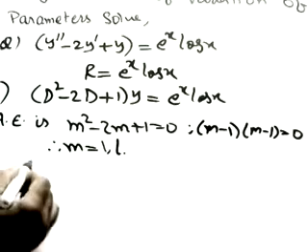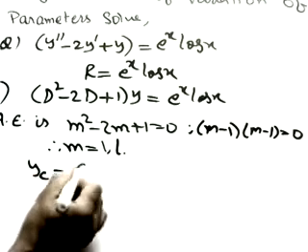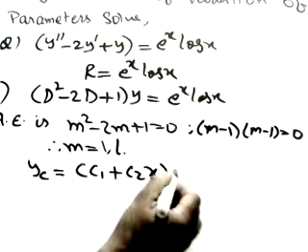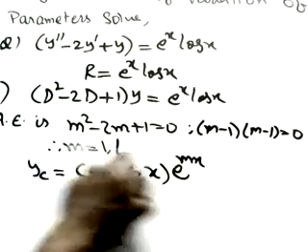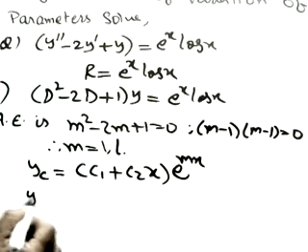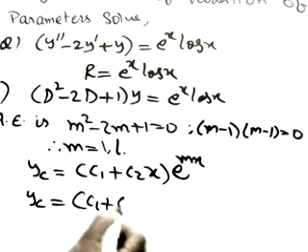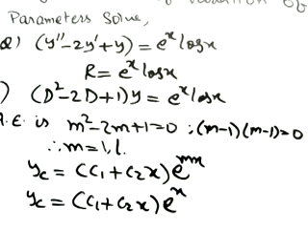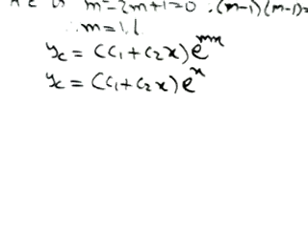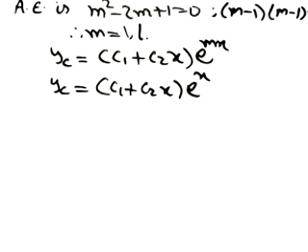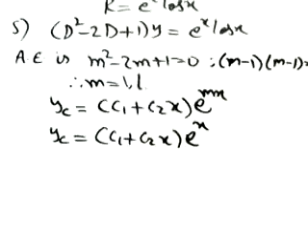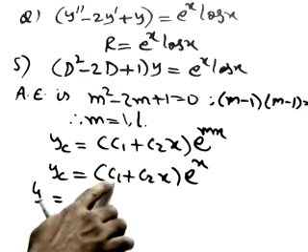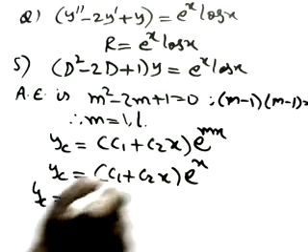These two values are the same. So for two equal values, what is the formula? Case 2, for same values. We use the formula (c1 plus c2 x) into e power mx. Here m is 1, so 1 into x will be x. So yc equals (c1 plus c2 x) into e power x. We are doing questions based on change of parameters.